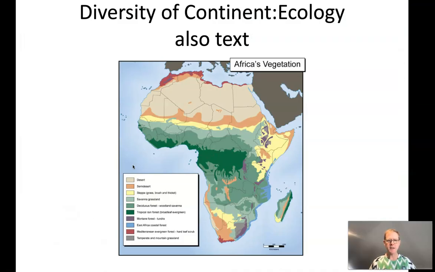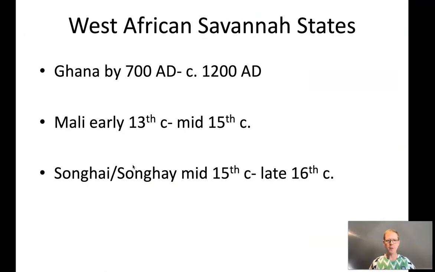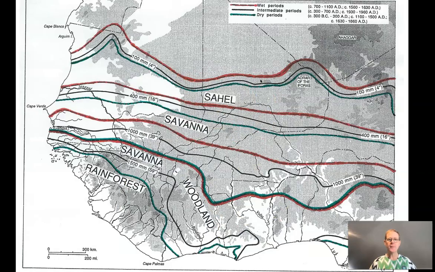Let's go back to some dates here. Okay? Where were we? There we go. Ghana by 700 AD, and it has declined by 1200 AD. Why? Why is that? Okay? Well, what happens from 700 to 1100 AD is a wet period. And that means the savanna zone expands and you can pursue more farming, especially in this area here.